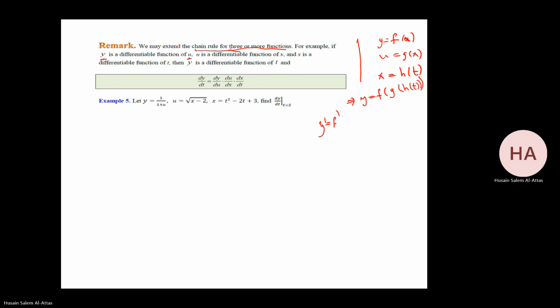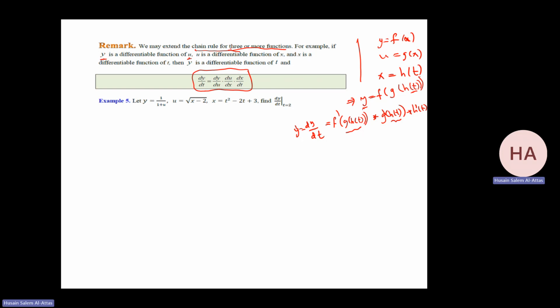y prime will be f prime at g of h of t, times the derivative of this, g prime at h of t, times the derivative of this, h prime at t. I'm doing the derivative with respect to t, since y is a function of t. So I have y prime, which is dy by dt, when I combine all three functions. In Leibniz notation, this will be the answer: dy over dt is dy over du, du over dx, dx over dt. It's easy to remember, like if I am canceling these. Just a way to remember it.